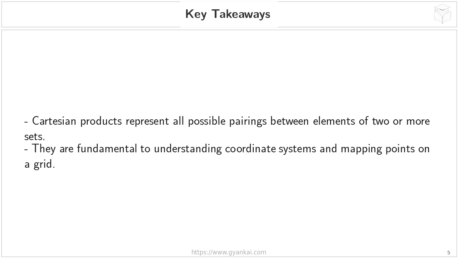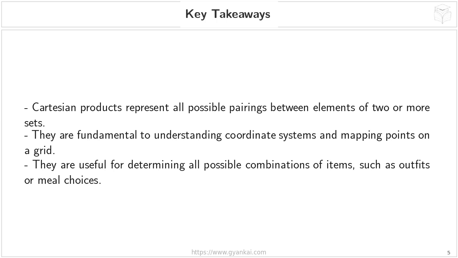Next, we saw how crucial Cartesian products are when we're dealing with coordinate systems, like the XY plane. The coordinate plane itself is a visual representation of a Cartesian product. If you have a set of possible X values and a set of possible Y values, the Cartesian product of those sets gives you all the possible points you can plot on that grid. So, understanding Cartesian products is fundamental to understanding how coordinates work.